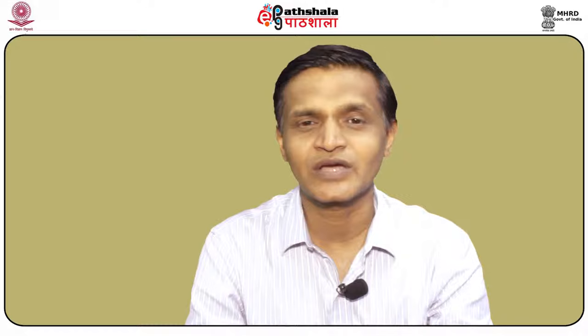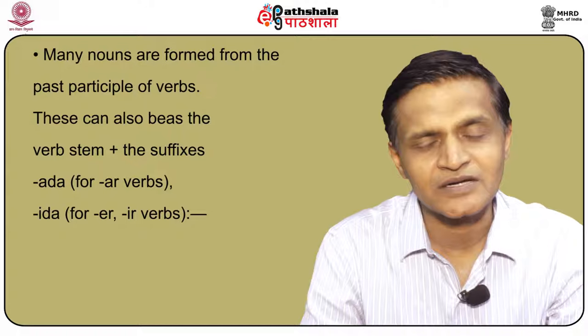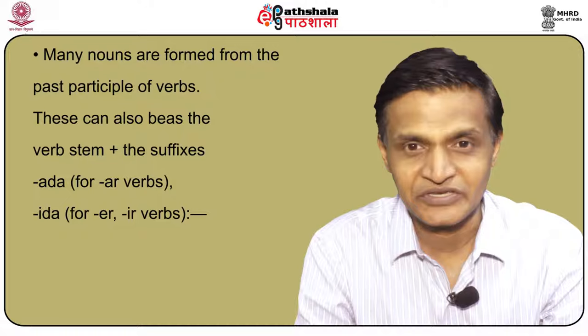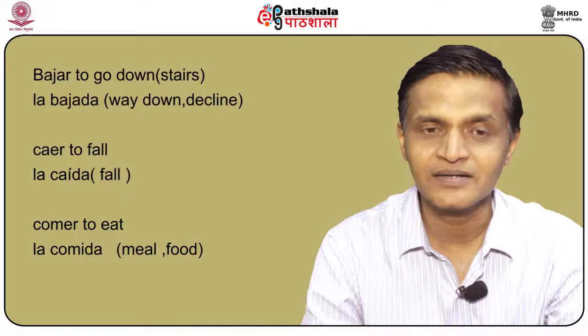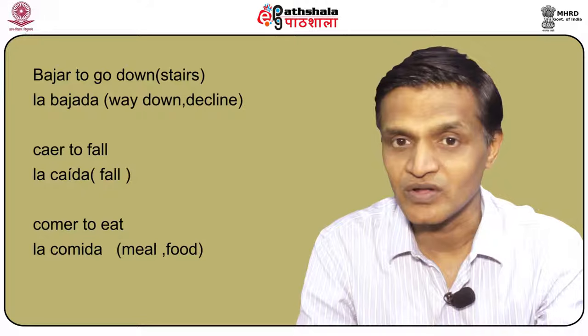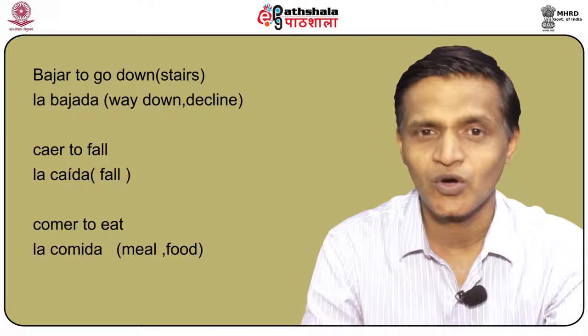Many nouns are formed from the past participle of the verbs. These can also be formed as the verb stem plus the suffixes ada for AR verbs and ida for ER and IR ending verbs. So for example, we have bajar, which is to go downstairs. It becomes la bajada, the way down or the decline. Caer, to fall, becomes la caída, the fall. Comer, to eat, becomes la comida, which means the meal or the food.